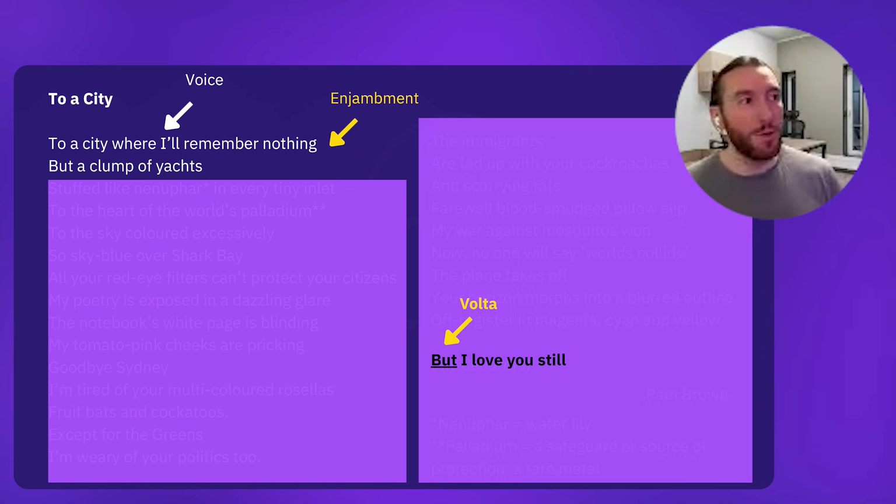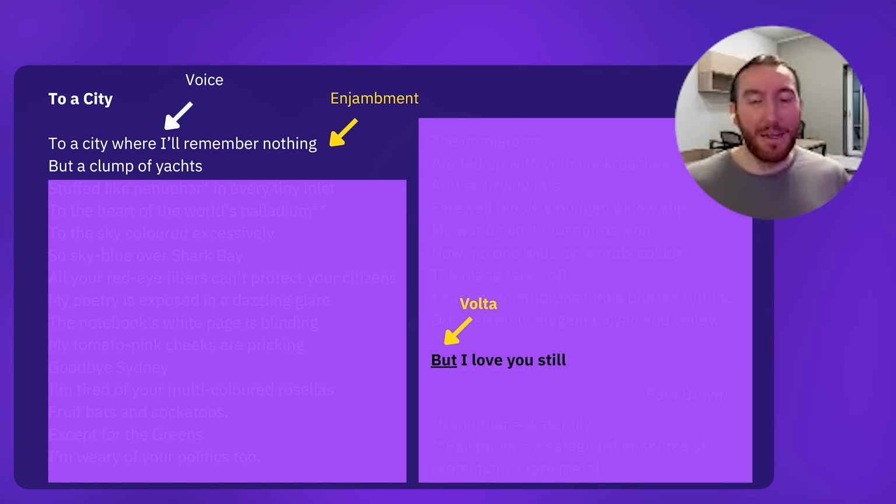Here are a few techniques for you if you want to remember them. Voice. A lot of people don't even bother to remember voice. Like first person. If a poem's in first person, to a city where I'll remember nothing. That's a useful technique. What about enjambment? That always comes up in poetry because someone asked earlier about analyzing poetry. Enjambment, where the line continues without any full stops or commas. Look at the end of that word, nothing. There's nothing there, right? To a city where I'll remember nothing but a clump of yachts. Okay, that means there's enjambment and it creates this rant-like style.